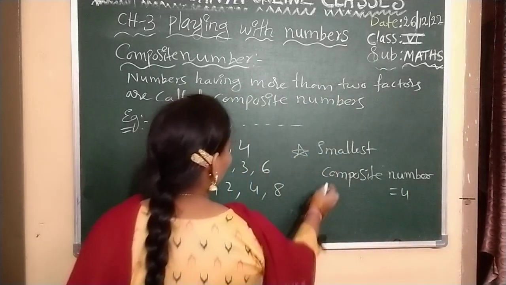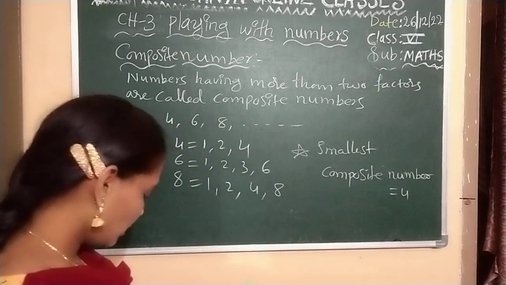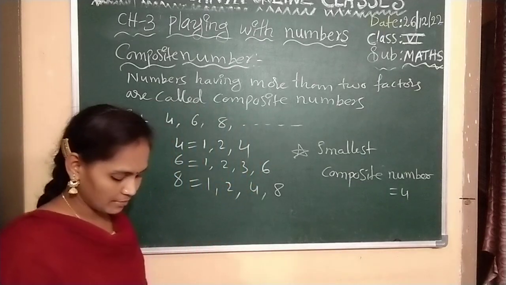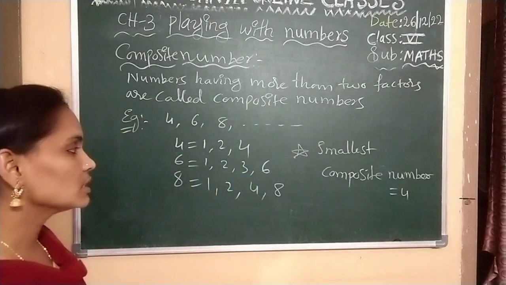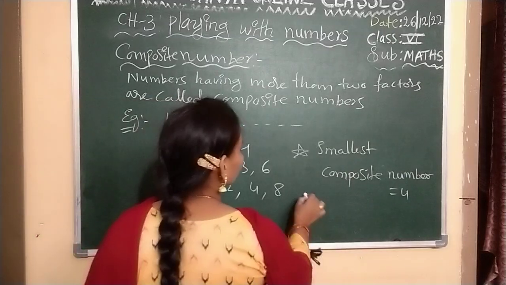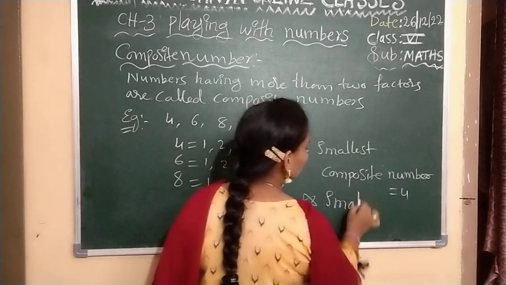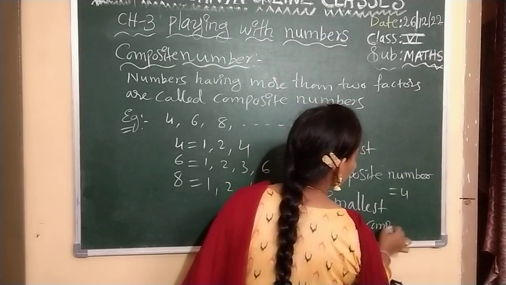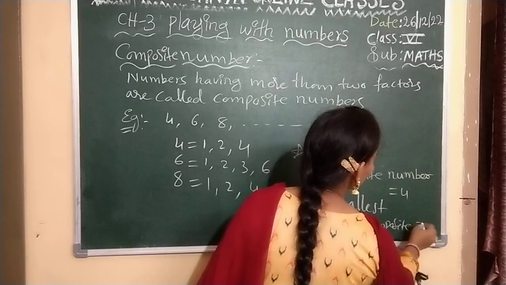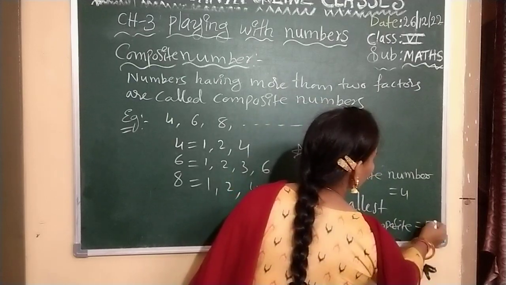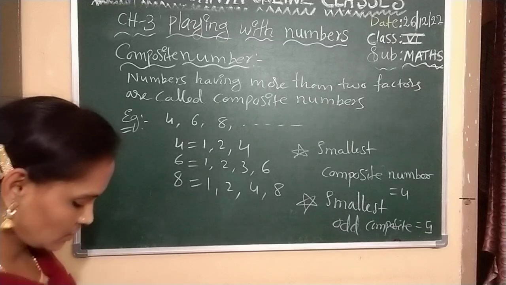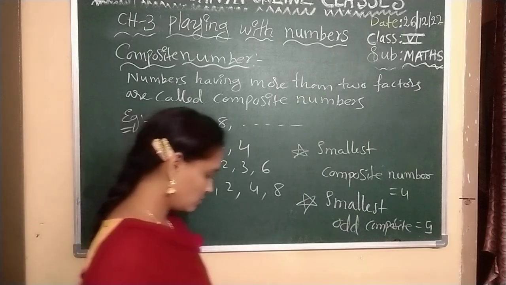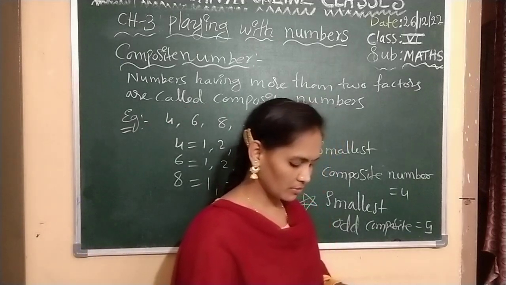Very important. And here, what is the smallest odd composite number? The smallest odd composite number is 5. Okay. This is about factors, prime numbers and composite numbers.